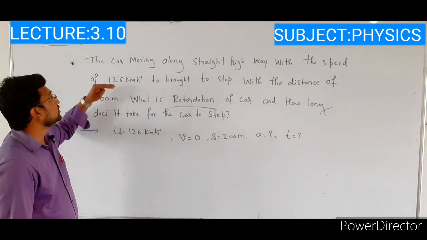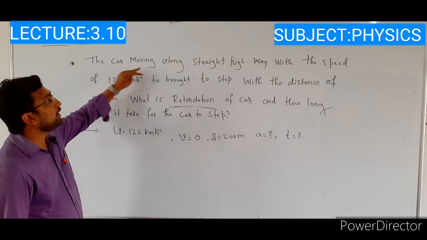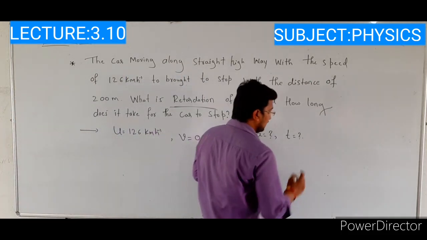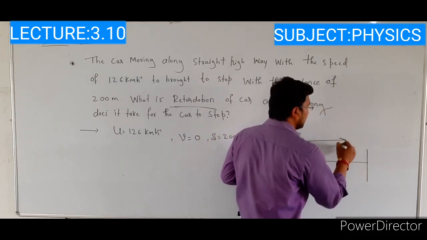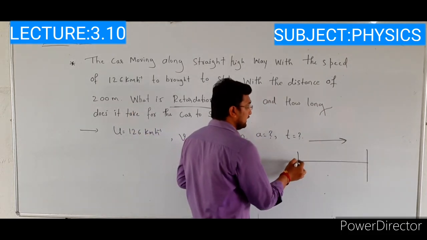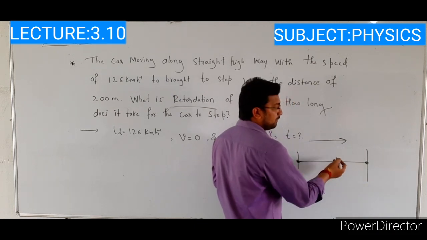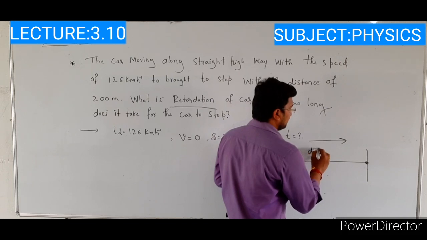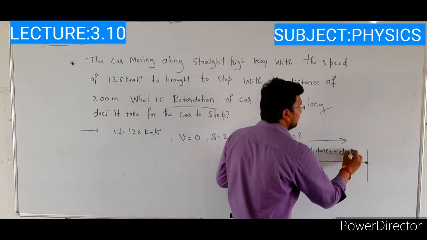Okay, see here. In this case they mention it is moving along a straight highway. Moving along a straight highway means, for example, consider this is a highway, the object is moving in this direction. In this case, this is the initial position and this is the final position. The distance and displacement in this case both are the same. Distance is equal to displacement.